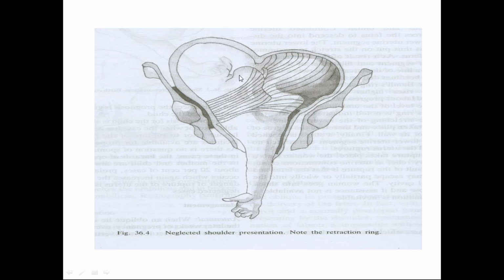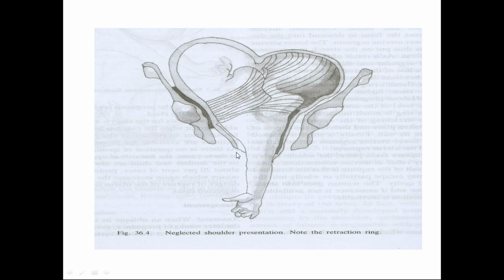So this is the transverse lie. If you do an abdominal examination, fundal grip, you won't find anything, right? This has got a uterine anomaly also. And then you do a pelvic examination, because this lady is in labor, probably you may feel this part. But if she is not in labor, you find everything is empty here. So this woman is in labor, but the membranes have ruptured, and then the hand has come out, hand prolapse. This is known as a neglected shoulder presentation.